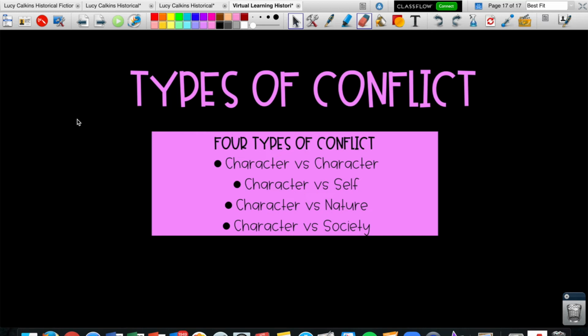The second one is character versus self, when that character is having an internal battle. So they're having to decide the difference between right and wrong, what should they do in a situation. The third one is character versus nature, when something outside or out of their control is a problem to them or causing a problem. And the last one being character versus society, when it's a character essentially having a problem with the world that they are living in. So let's see some examples of these.